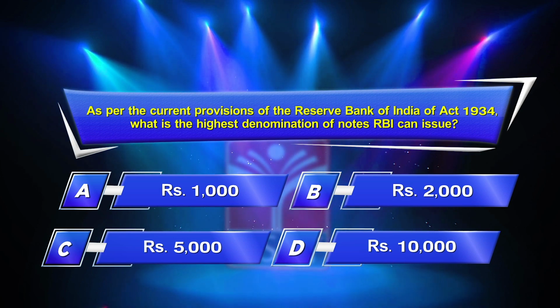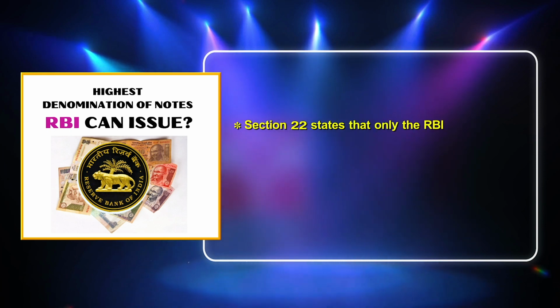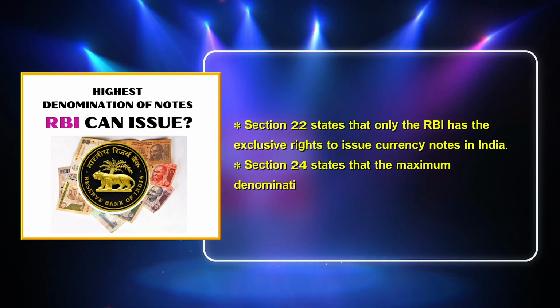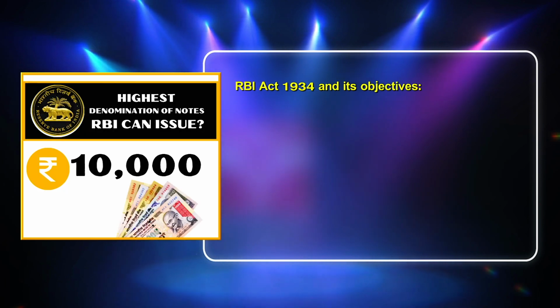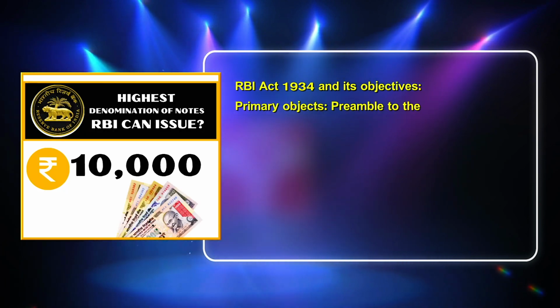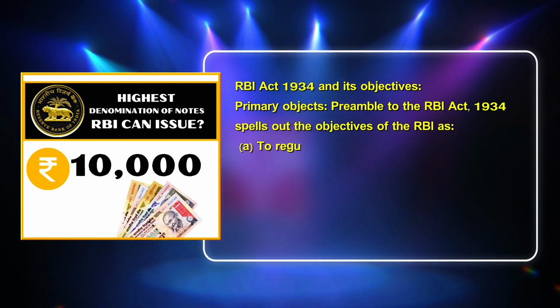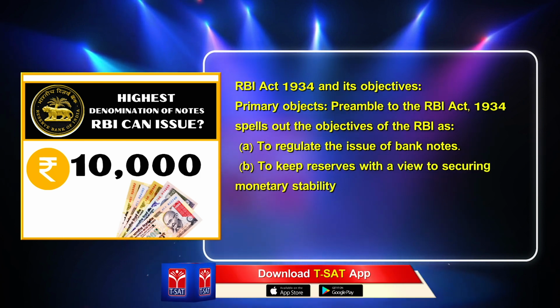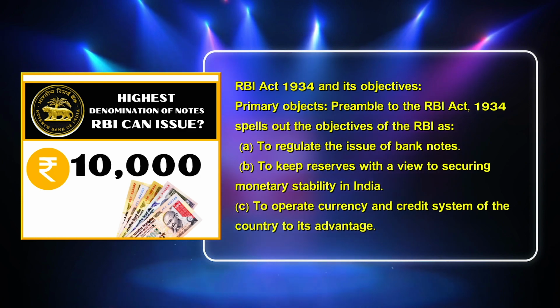The correct answer is Option D, 10,000 rupees. Section 22 states that only the RBI has the exclusive rights to issue currency notes in India. Section 24 states that the maximum denomination a note can be is 10,000 rupees. RBI Act 1934 and its objectives. Primary objectives. Preamble to the RBI Act 1934 spells out the objectives of the RBI as to regulate the issue of banknotes, to keep reserves with a view to securing monetary stability in India, to operate currency and credit system of the country to its advantage.